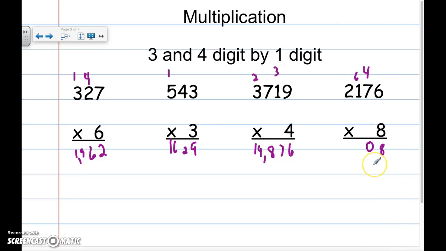8 times 1 is 8. And 8 plus 6 is going to be 14. So I'm going to write down the 4 and carry the 1. 8 times 2 is 16. Plus 1 is going to be 17. And there's my answer. So watch this as many times as you need to, but I'm going to move on.